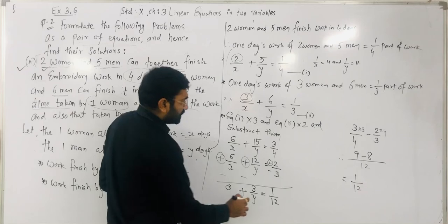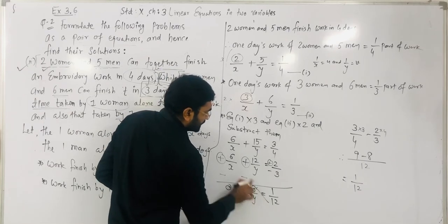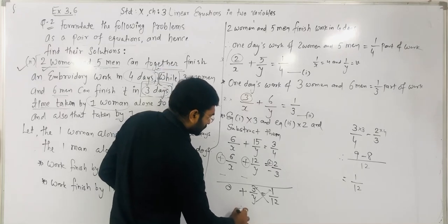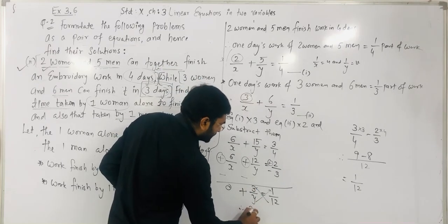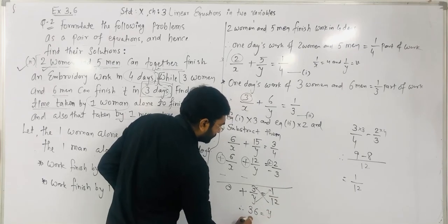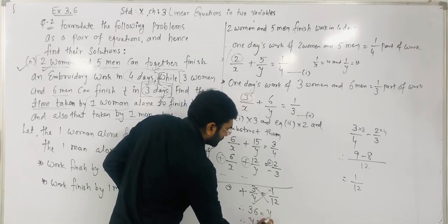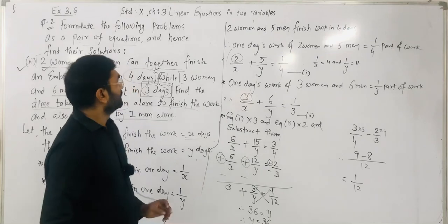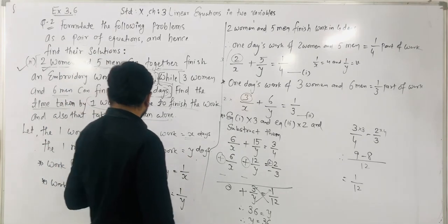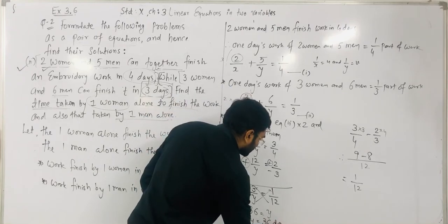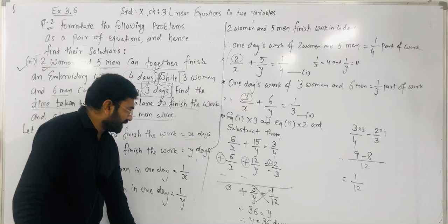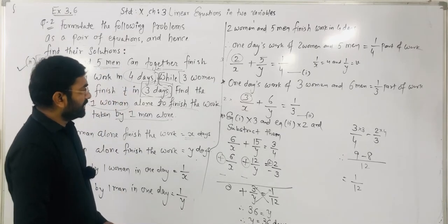Okay, now we have to do the cross multiplication. So 12 is multiplied by 3, and y is multiplied by 1. So 12 into 3 we get 36, is equal to y into 1. So we get y is equal to 36. And 36 is a what? The y value represents one man alone finishing the work. So it means 36 days take the one man to complete their one embroidery work.